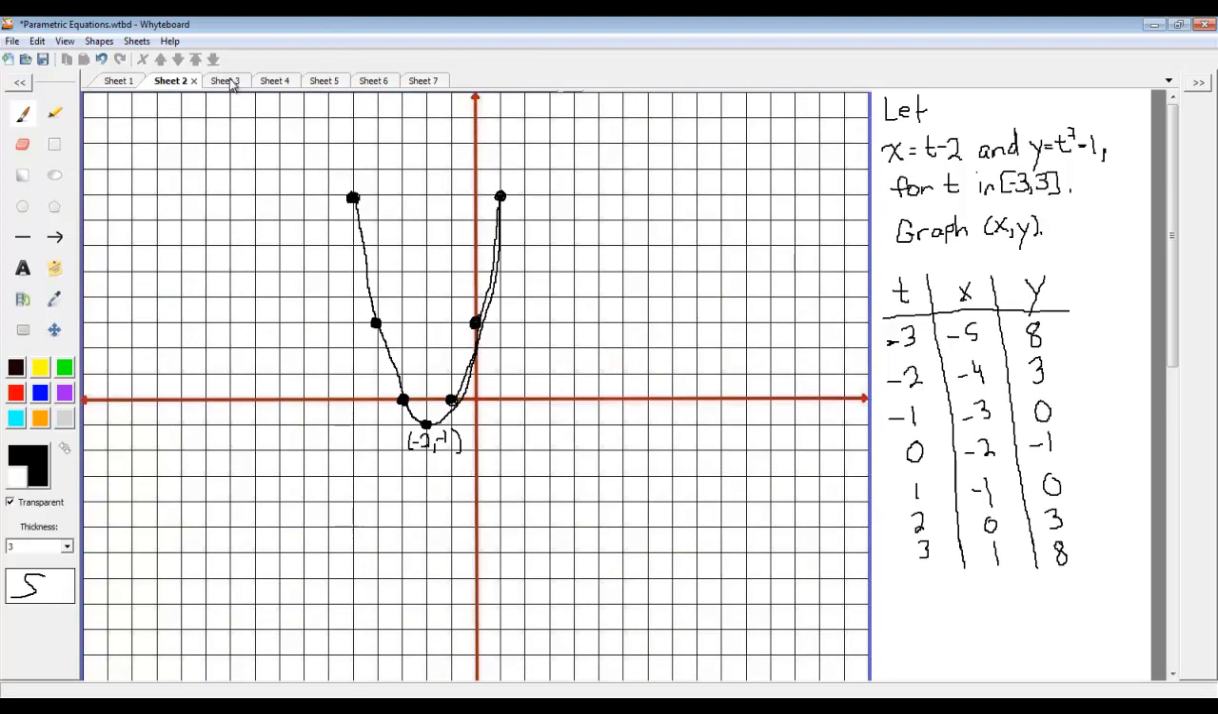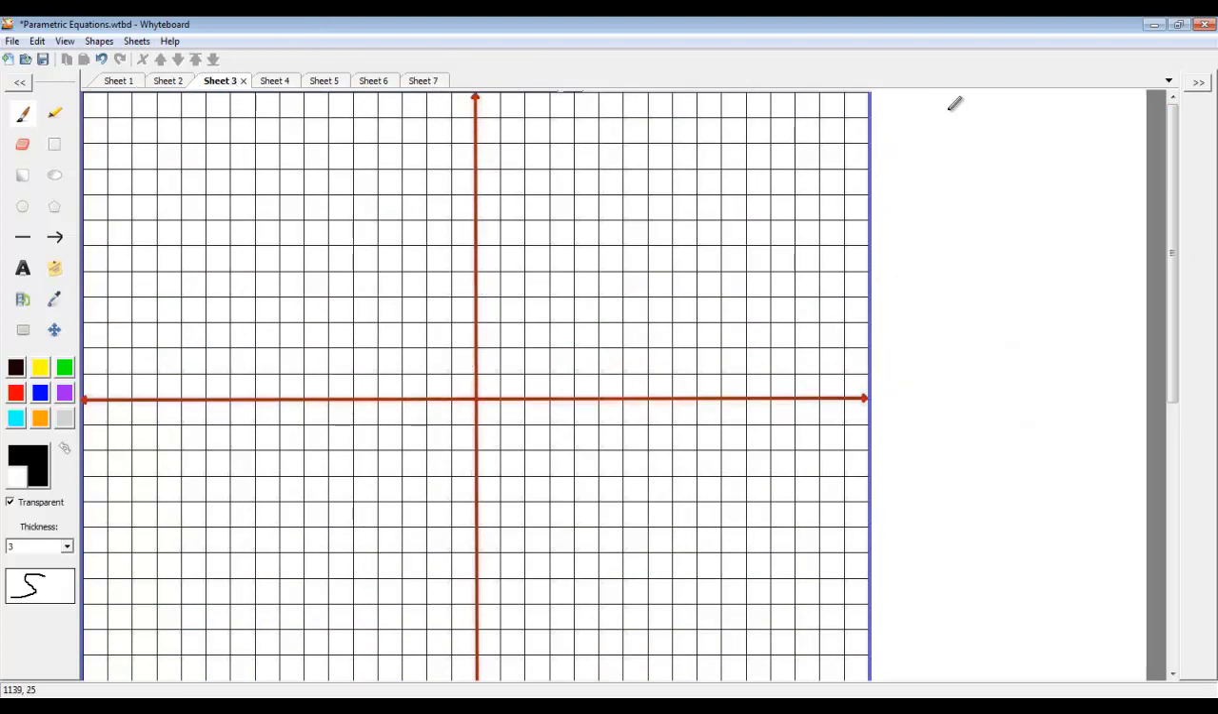Alright, let's look at another one of those. It's not going to be a parabola, but let's look at another one where we have to convert and then work with that. x equals 4 cosine t, y equals 2 sine t, and we're told that t is in the closed interval 0 to 2 pi.